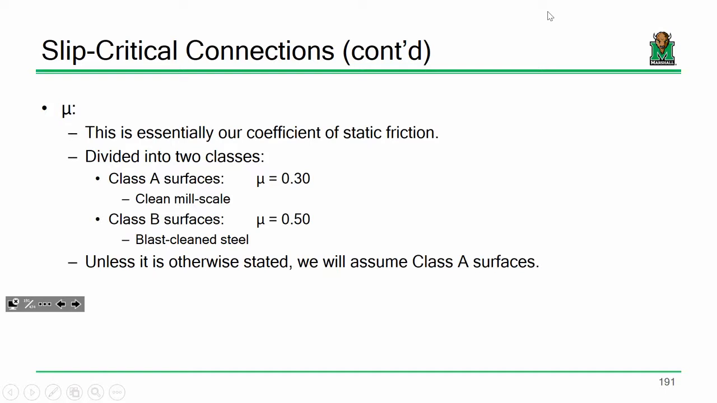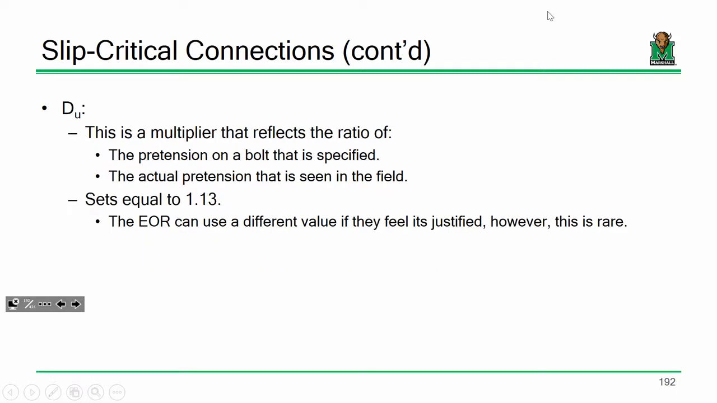Sound good? All right. Okay, D sub U. Now, D sub U is 1.13, and let me explain what's going on. This is what I was mentioning earlier. The amount of torque that you get in the field is actually a lot higher than what we specify. So much so that you can collect the data and see. By and large, the lower bound value that we can rely on is 1.13. In other words, on a lower bound average, bolts are seeing about 13% more tension than they really need to. So we count on that.